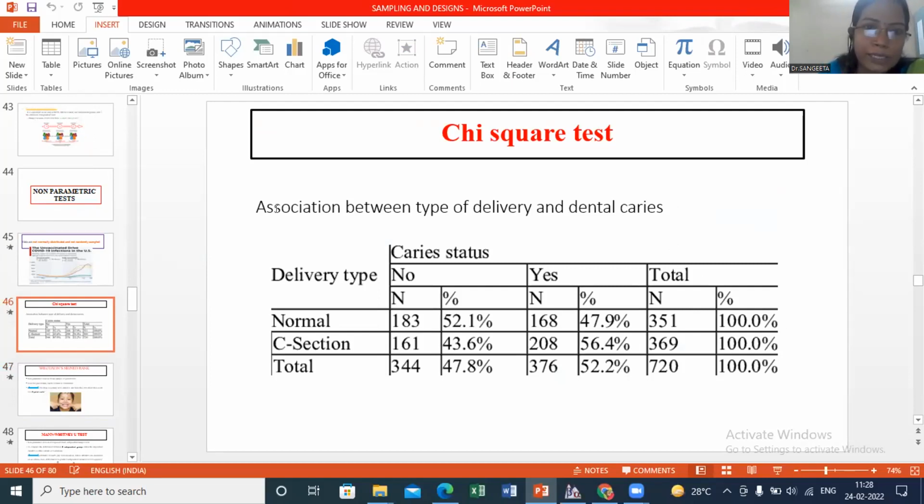So here I have an example of the association between type of delivery and dental caries. I'm just taking the prevalence of dental caries, so I'm going directly here. For normal delivery, you have 47.9%, and for C-section, you have 56.4%. Again, 47.9 and 56.4%.